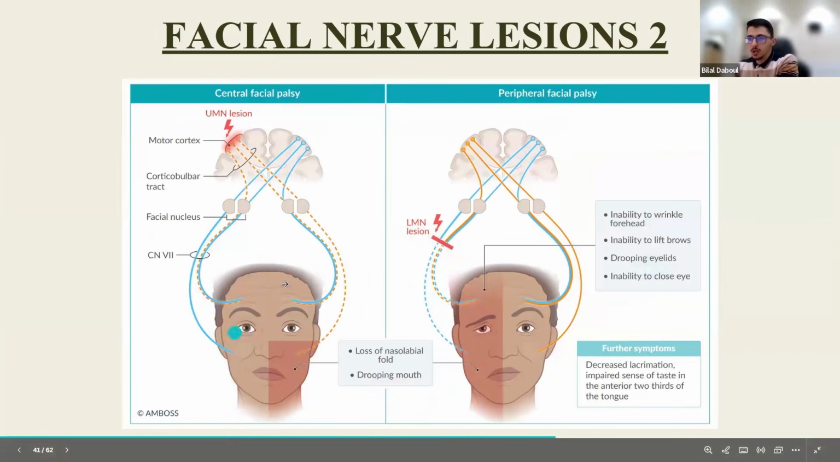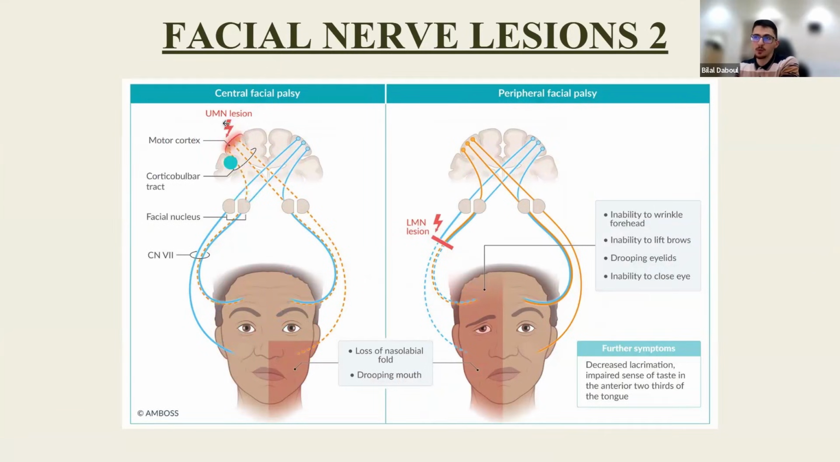This is a similar picture showing the same aspect. If the right primary motor cortex is affected, you would have the facial paralysis opposite to the lesion.